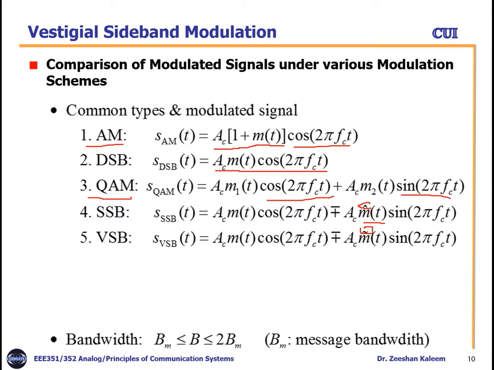These are some message signals. The difference between them is clearly noticeable. The bandwidth consumed is between the message bandwidth and 2B. We have noticed that in double sideband we have 2B, for single sideband we have BM, and for vestigial sideband it is in between BM and 2BM. So this is the range of the vestigial sideband modulation compared with the overall modulation systems.